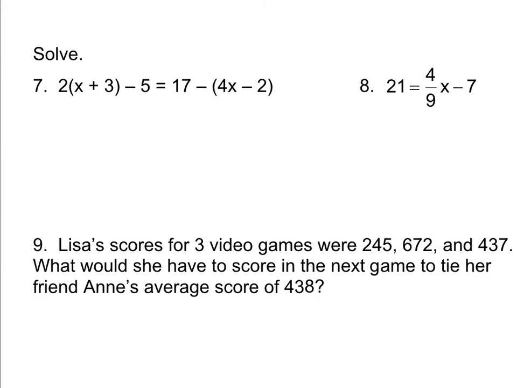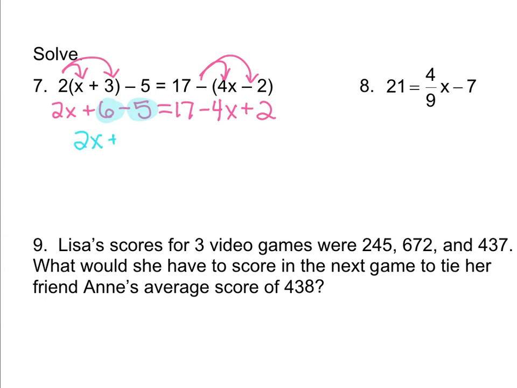So we can remember that we would need to distribute and then solve it like a multi-step equation. So I distribute that 2 to both the x and the 3, minus 5. And I would distribute this negative to everything in between the 2. That's like a -1. So I'd get negative 4x plus 2, because a negative times a negative is a positive. Then my next step would be to combine like terms. 6 minus 5 on the left. So I get 2x plus 1 on the left.